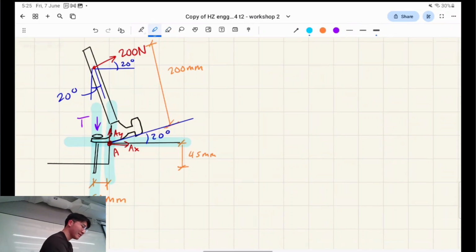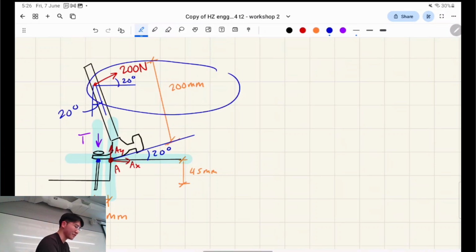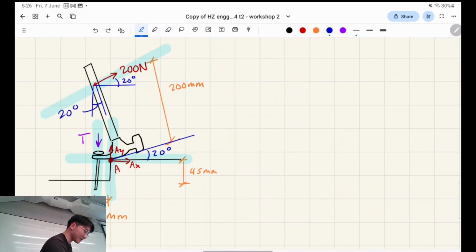Very good. If we take it about point A, that's going to leave us with one unknown, which is that unknown T. Technically we could have taken it about this other point as well. There's not really anything stopping you except that it's going to be much harder to find the geometry than the other point, which is point A. So I would say point A is the best point to take it about in this particular case.